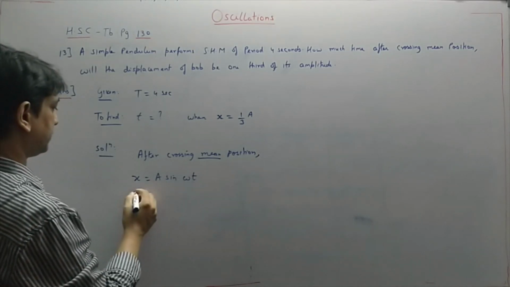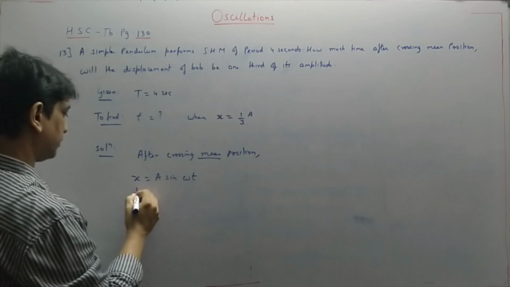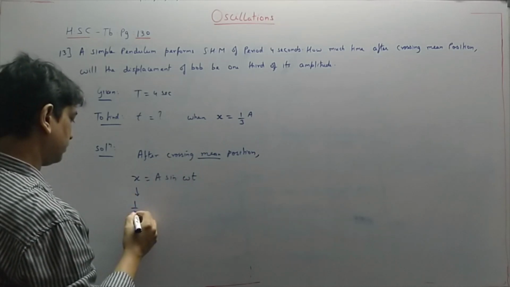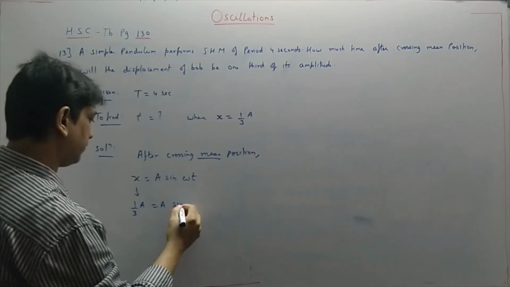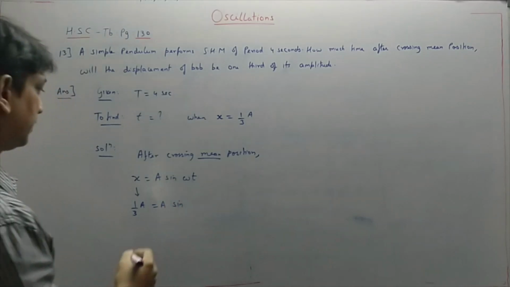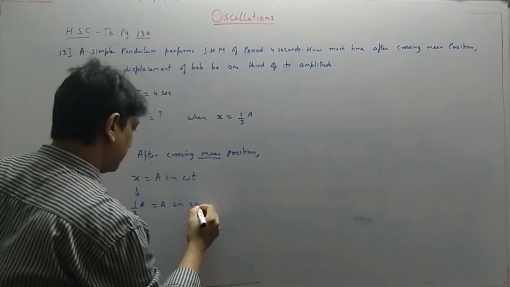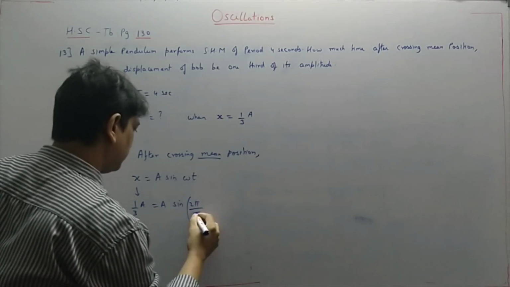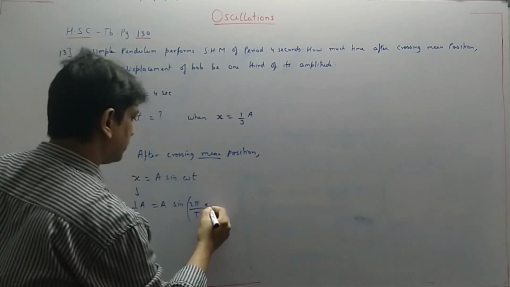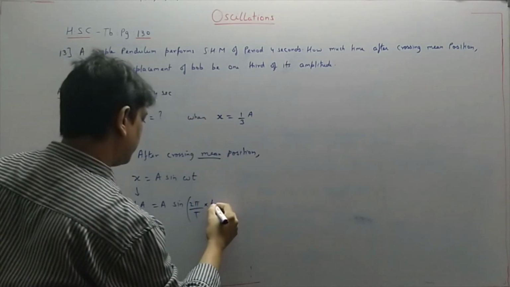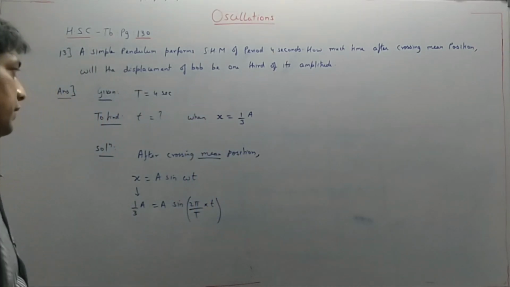What we have is, it is given when x is 1/3, so here we write 1/3 a, that is amplitude, then sine of omega t. Omega we know is 2 pi by capital T. This is the relation of omega is 2 pi by T, or T is 2 pi upon omega, into time we have to find. So we are going to find time for this.